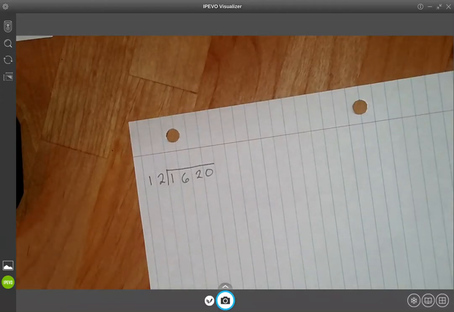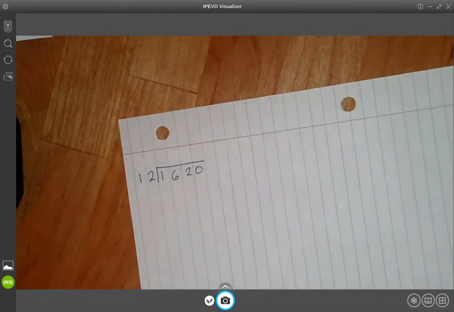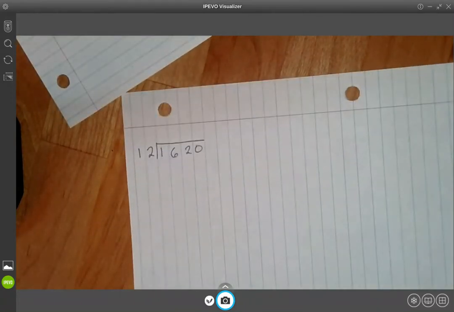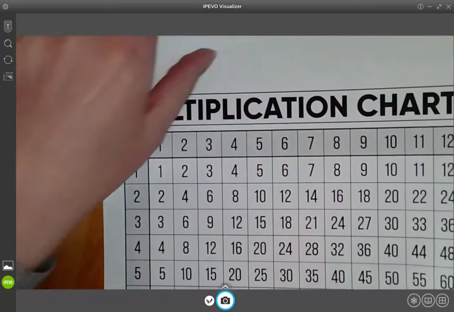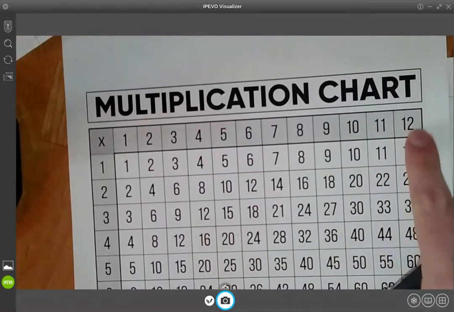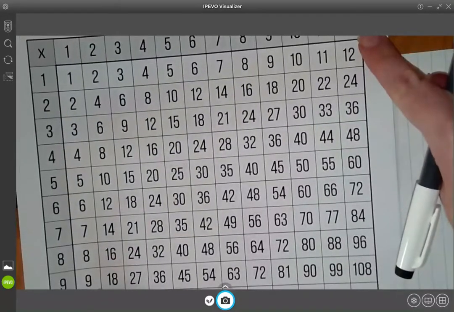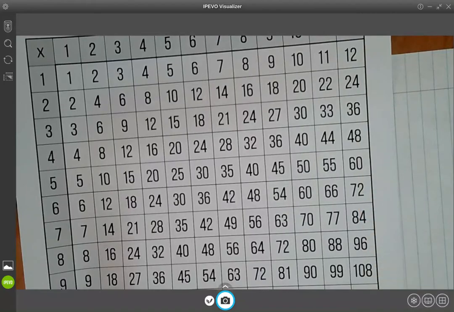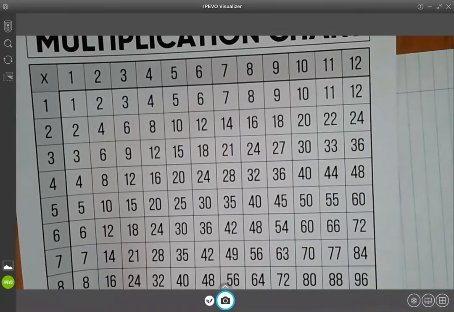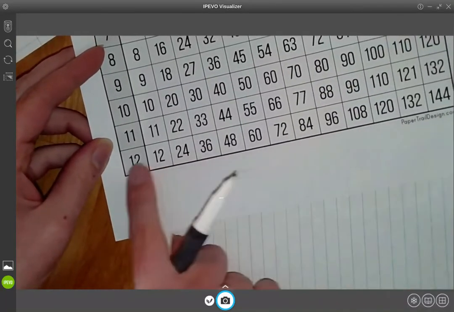All right. So the first thing I always do when I'm looking at a division problem, if it's not a number that I instantly know from my multiplication table, then I need to start doing some estimating. So I do see 12s on my multiplication table. So my multiples of 12 can be found in two different places. They can be found going down this way or along the very bottom of my multiplication table.